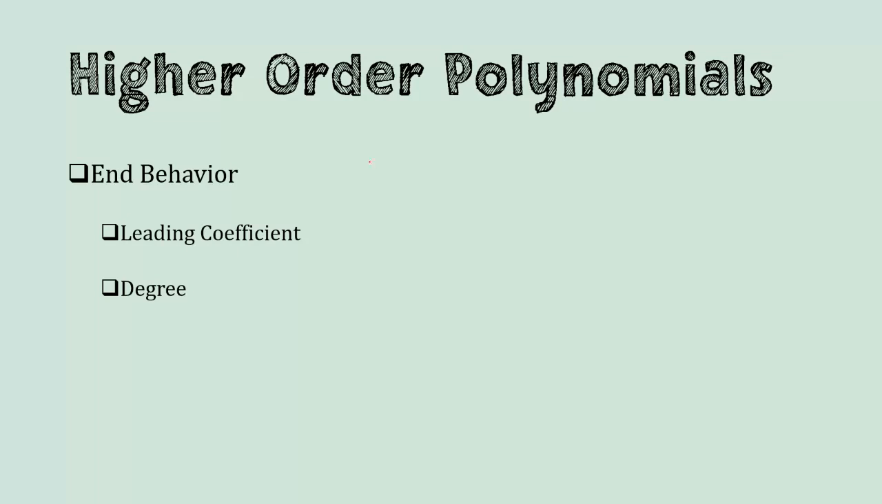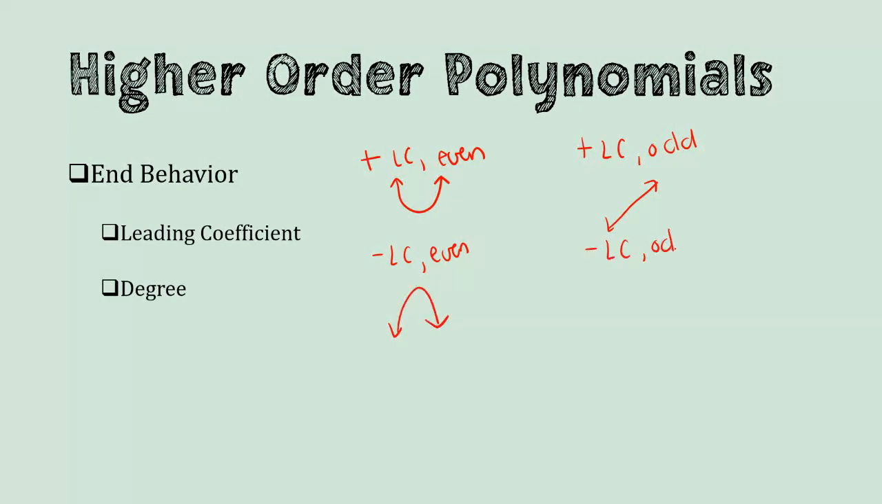End behavior came from the leading coefficient and the degree. If it was a positive leading coefficient and an even degree, it was going to behave like a parabola opening up. If it was a positive leading coefficient and an odd degree, it was going to behave like an increasing line. If it was a negative leading coefficient and even, it was going to behave like a parabola that opens down. If it was a negative leading coefficient and odd, it was going to behave like a decreasing line.